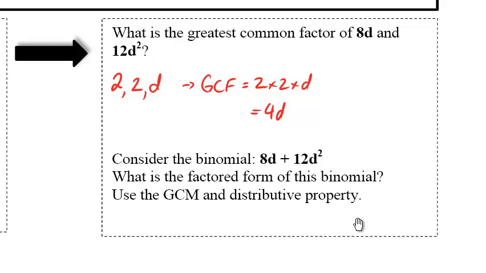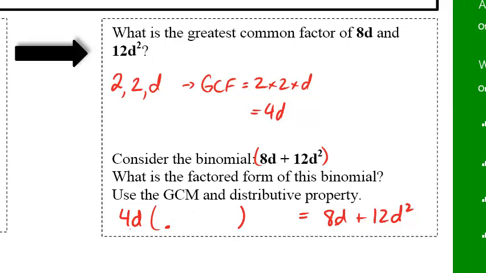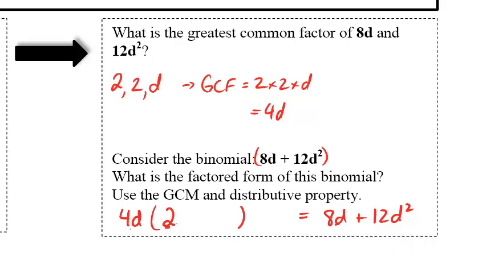The last thing you're asked to do is to factor out the greatest common factor from that binomial. So here's the binomial, and we want to factor out the GCF. So that means we're going to start with 4d times something is going to give us 8d plus 12d squared. So the question you can ask yourself is 4d times what is going to give you 8d? That would be 2. And then 4d times what gives you 12d squared? That would be 3d.